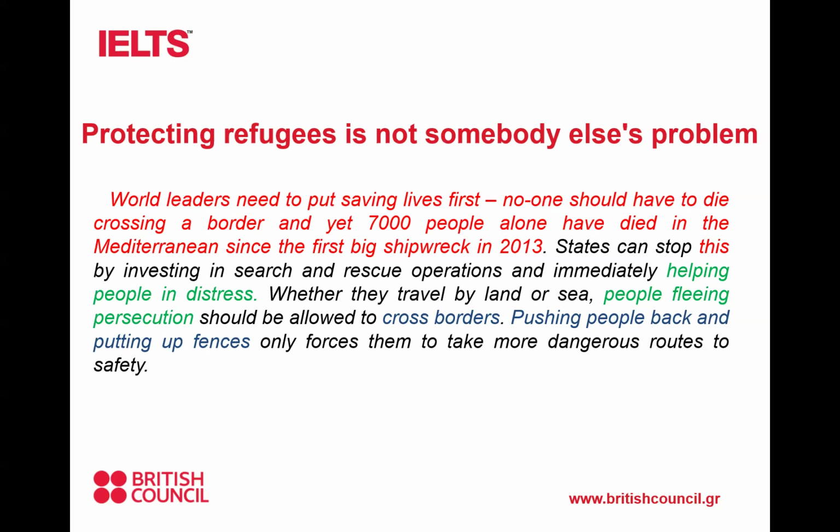So people fleeing persecution is old. It refers to people in distress. And then crossing borders is something new. This is what we call an old new pattern. And it's a great way of developing a paragraph, a great way of developing coherence and not overusing linking words like and but and moreover. In fact, if you look at the paragraph, you'll find very, very few of them.